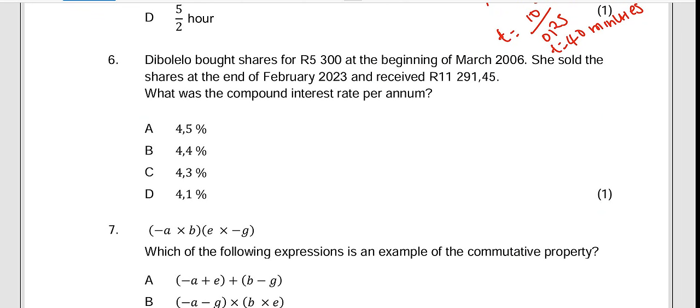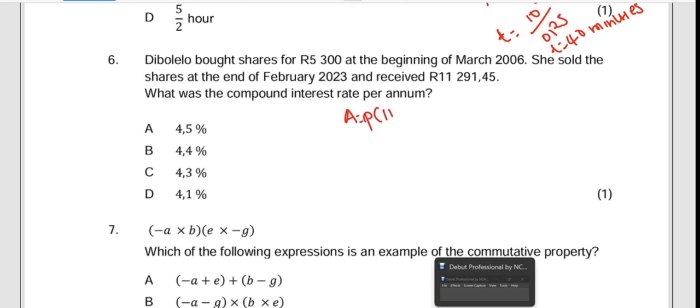Dibolelo bought shares for 5,300 at the beginning of March 2006. She sold the shares at the end of February 2023 and received 11,291.45. What was the compound interest per annum? The first thing we need to know is that we're using the compound interest formula.